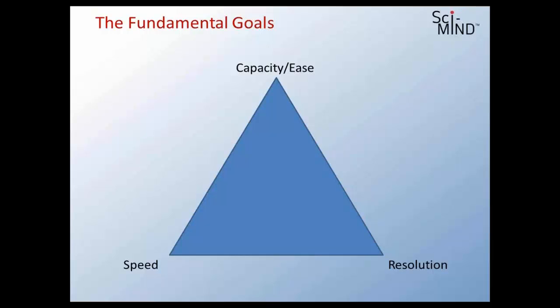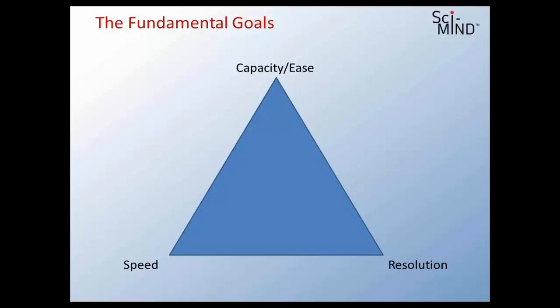Okay, let's say I want a fast method. Well, if I want that method to be fast and easy, look at that left side of the triangle. That's as far away from resolution as you get. So what does that tell you? If it's fast, if it's easy to run, has high sample capacity, or is inexpensive, it's probably low resolution. I can do things fast and easy, but I'm going to sacrifice resolution for that.